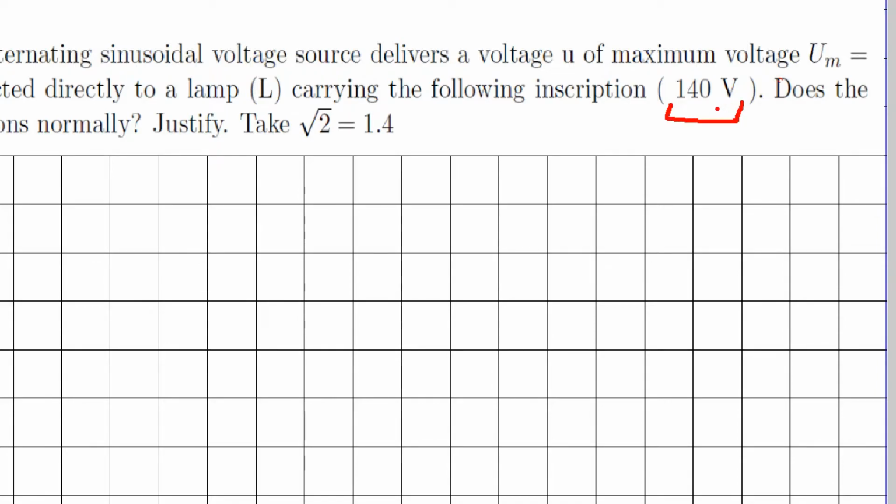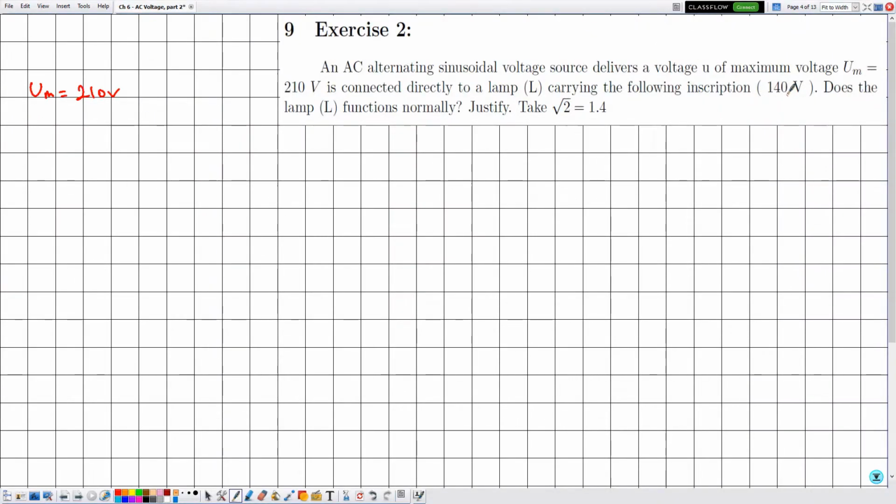So what does the inscription of this lamp represent? It is the rated voltage under which the lamp functions normally. Now they are asking, does the lamp L function normally? Justify. So in order to describe the functioning of the lamp, we need to compare the applied voltage with the rated voltage. But here, because the source is an AC sinusoidal voltage source, we have two types of voltages: the maximum voltage and the effective voltage. So we need to calculate the effective voltage and not the maximum voltage.